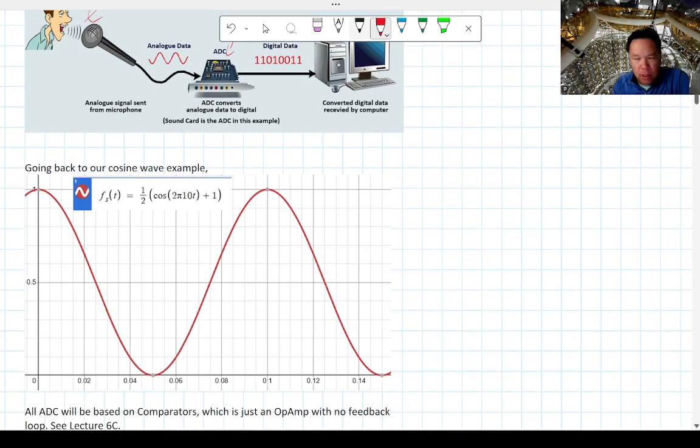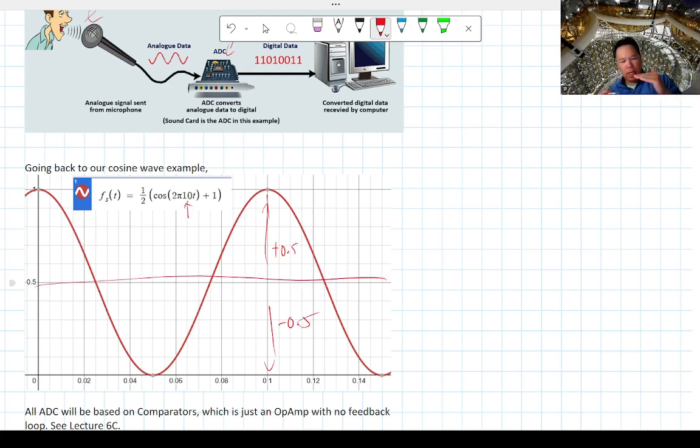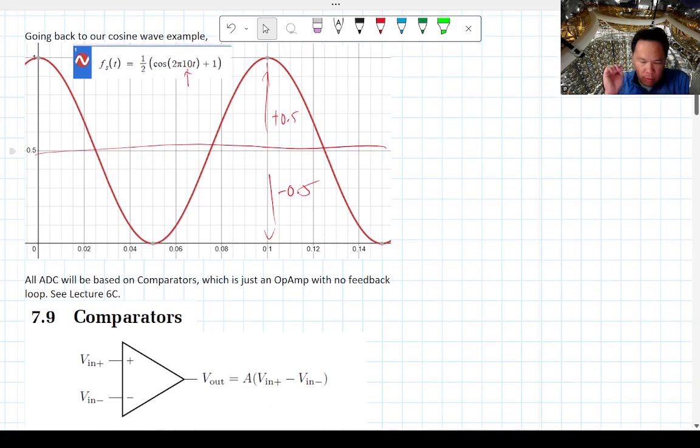So going back to our little cosine wave example, I have a cosine wave that has a frequency of 10 hertz, an amplitude of 1/2, plus 0.5 minus 0.5, but it's centered around 0.5, so it actually goes from 0 to 1. And remember the idea of analog to digital conversion.